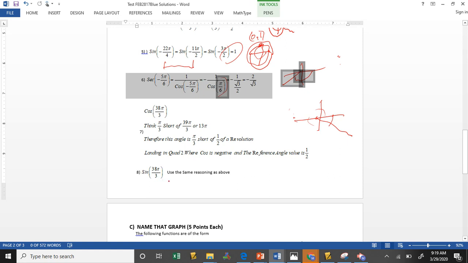Sine of 38 pi over 3. Well, of course, we're right in the same location, but the sine is going to be negative, so it's going to be negative root 3 over 2.